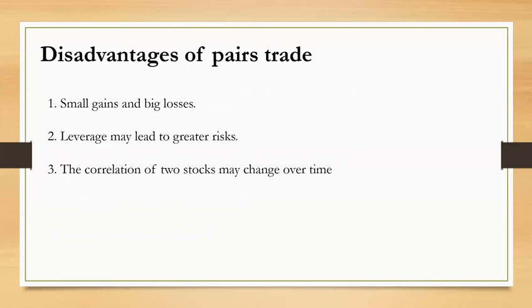And the disadvantages of pairs trade are, first, small gains and big losses. By using this strategy, we can only win small gains, but we have a high risk of big losses. And second, leverage may lead to great risk, because if we want to increase our gains, we may use leverage, and leverage will lead to more risk. And third, the correlation of two stocks may change over time, so it may be difficult for us to find the convergence.